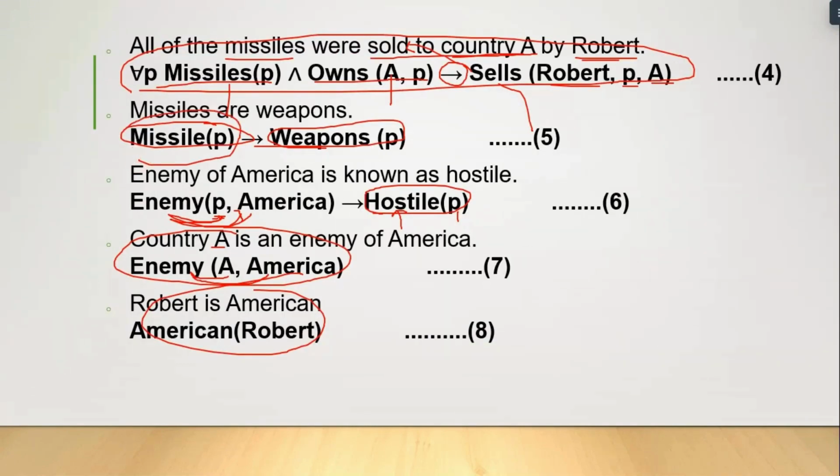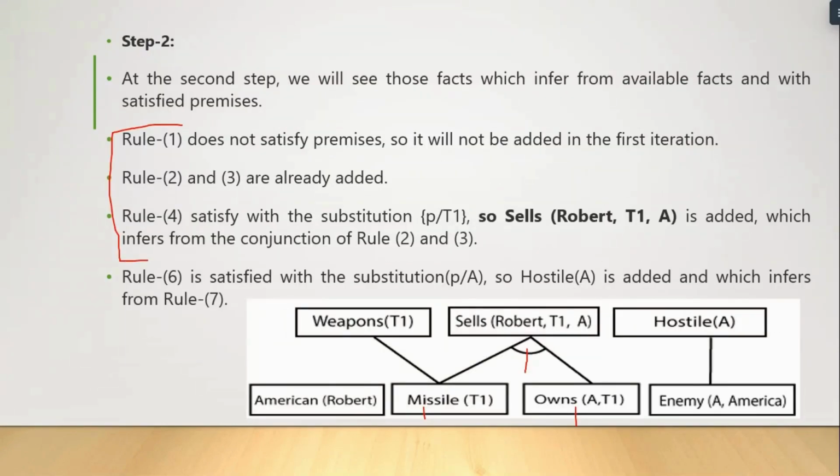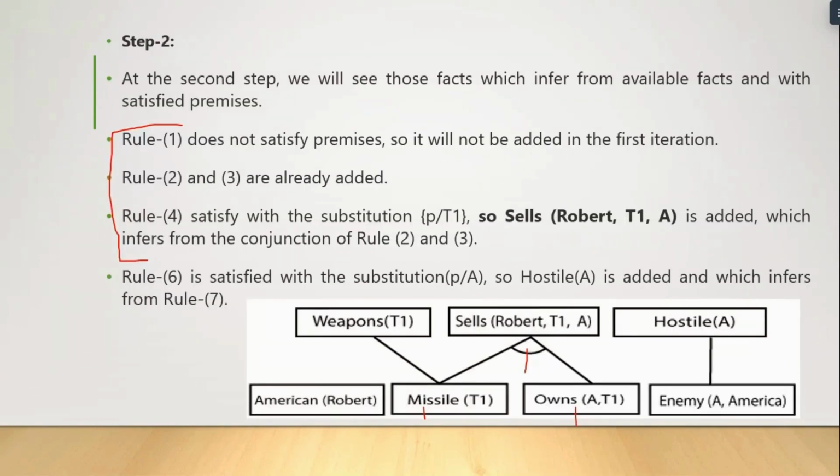Missiles of P implies a weapon of P. So this is converted into an implication form. Then enemy of A comma is America. So let us check the sentence: enemy of A comma America implies hostile of P. So this sentence is written like this.